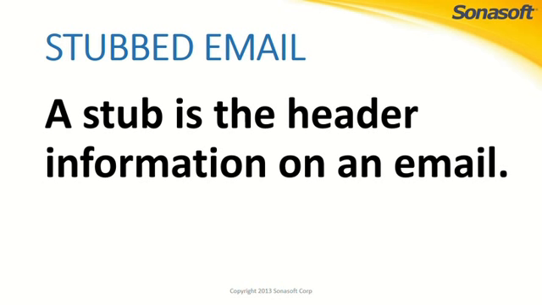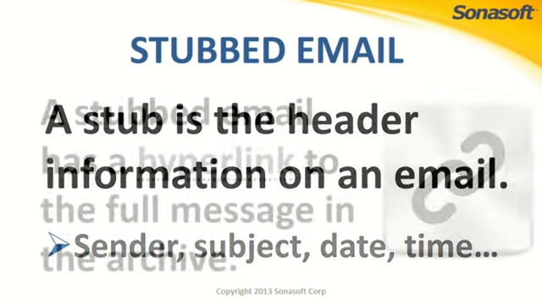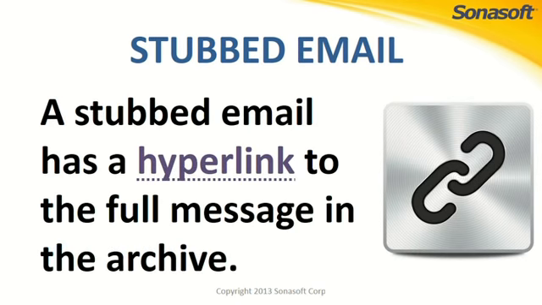A stub is the header information on an email. It's the information of who it came from, the subject, the date, the time, what you see when you open up your email box. And that stub has a hyperlink to the full message that's already been archived, because when you're archiving, it archives your messages instantly. So it hyperlinks the stub to the message in the archive.